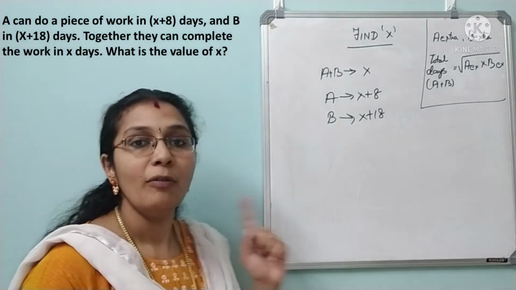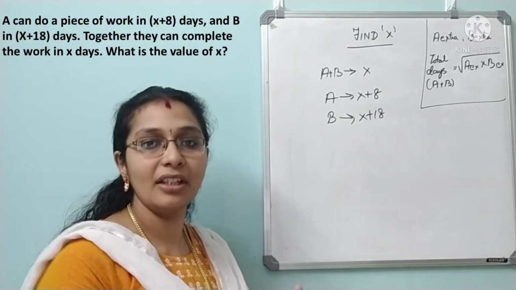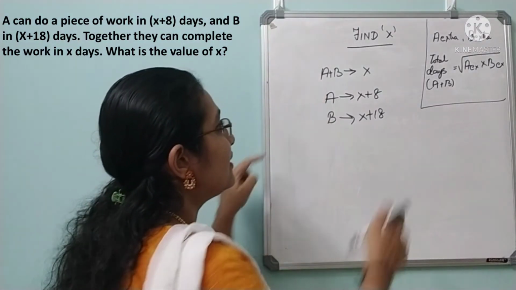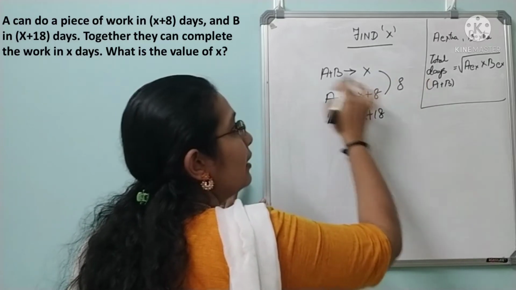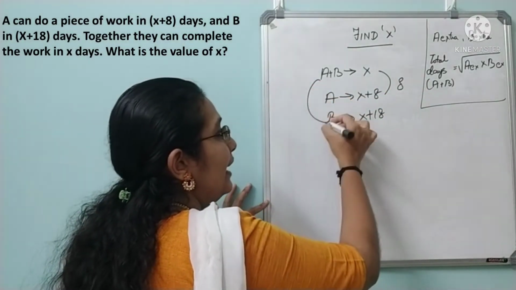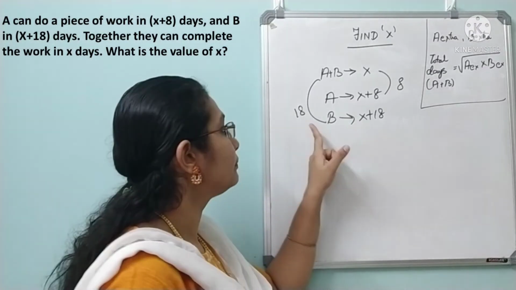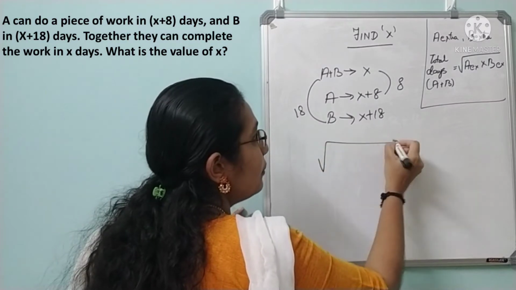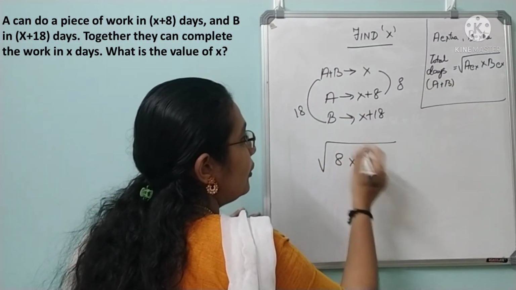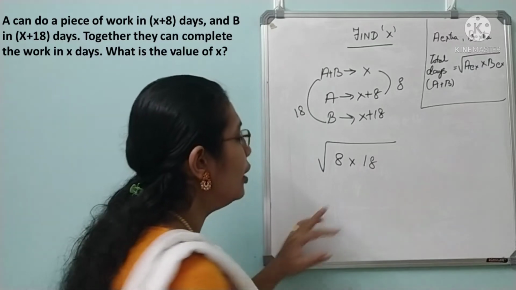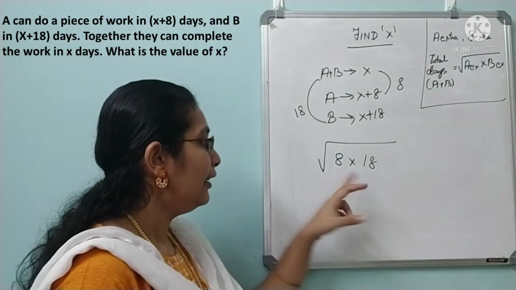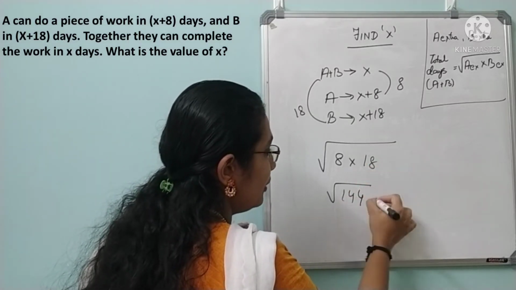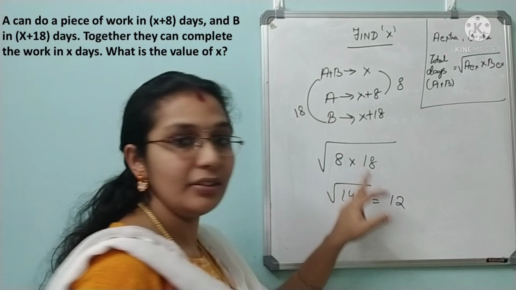So now what is the shortcut? You try using the traditional method too. Here I will solve using the shortcut alone. A is taking 8 days more than A plus B and B is taking 18 days more than A plus B. Correct? Now what you will have to do? Square root of A extra 8 into B extra 18. Here you don't have to worry. Even if you multiply 8 into 18, it is 144, and you will get 12.